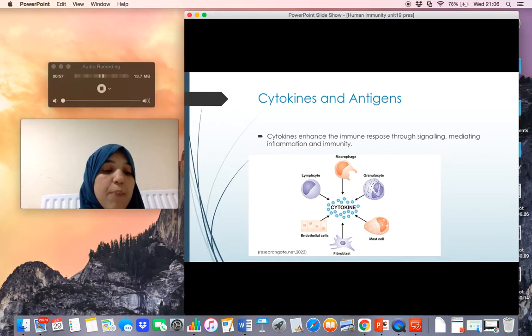Antigens are molecules that are present in the pathogens and frequently aid in the infection's influx in the body.